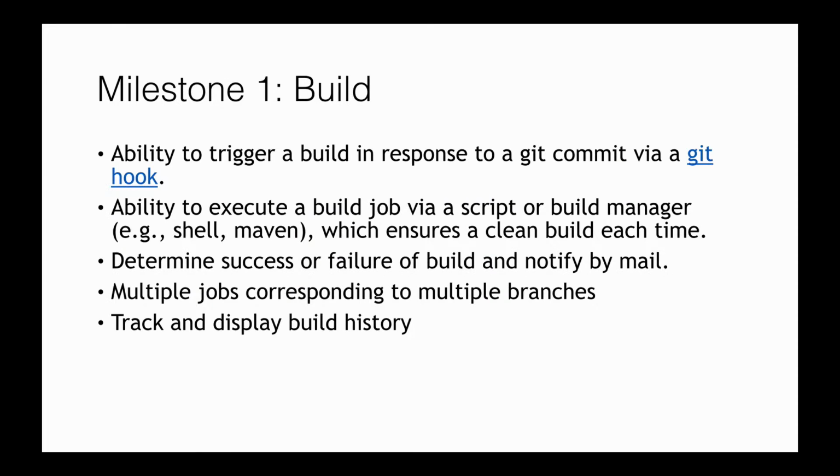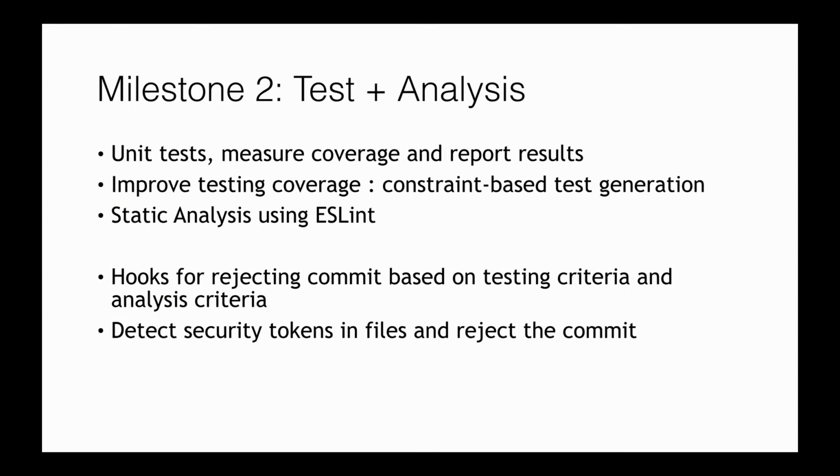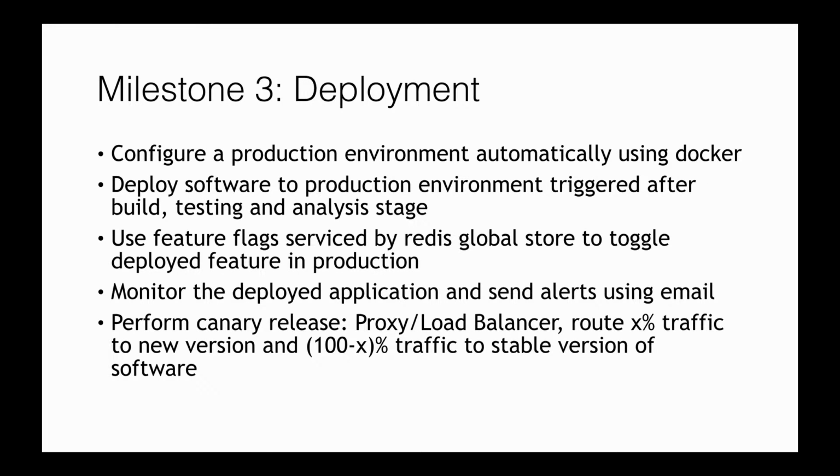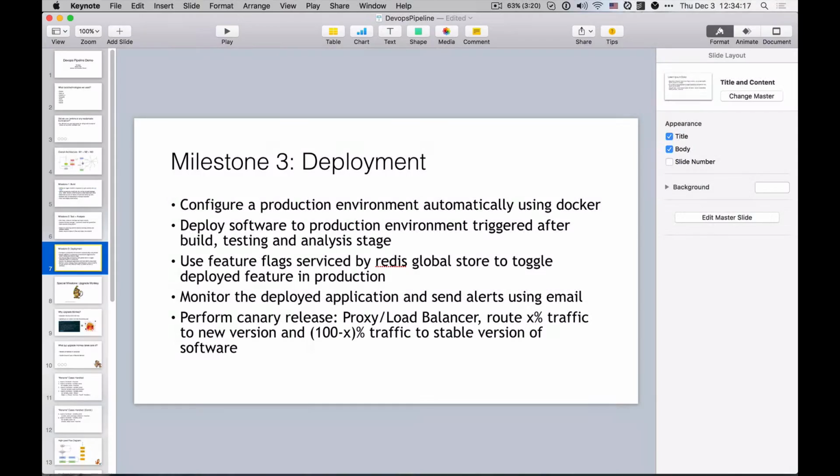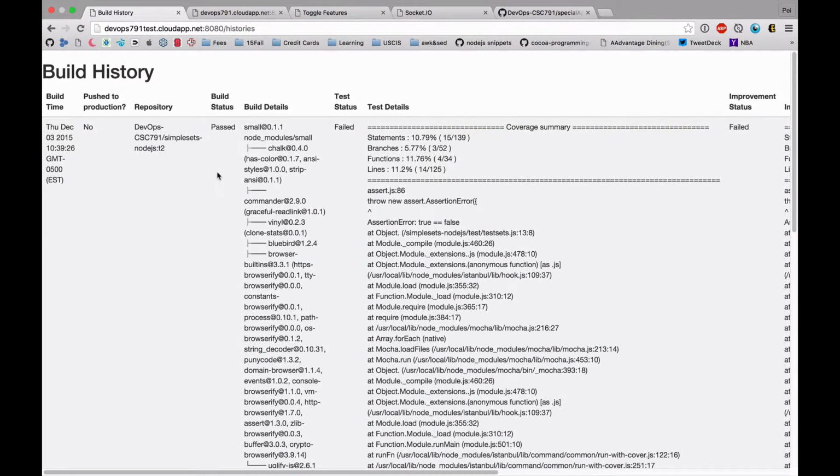So going ahead, these are the three milestones that I was talking about. Milestone 1 was about build, milestone 2 was about test plus analysis, milestone 3 was about deployment. So Pei, can you drive us through these milestones? Okay, so for the first milestone, it's a build milestone. So once the developer pushes code changes to GitHub, it will send a webhook to the build server.